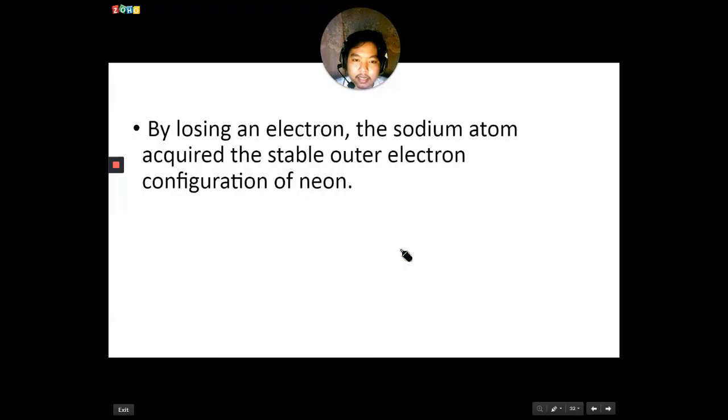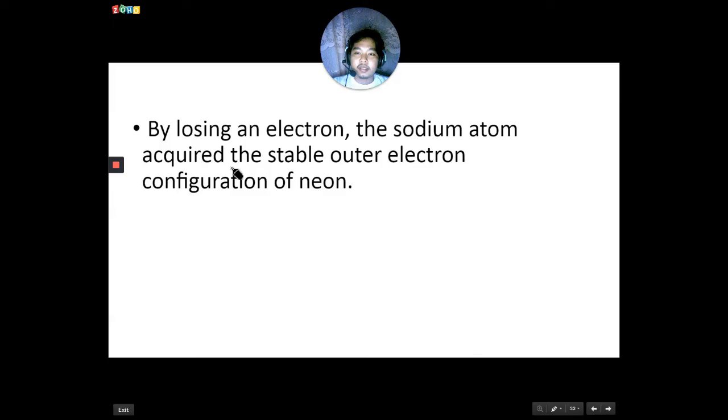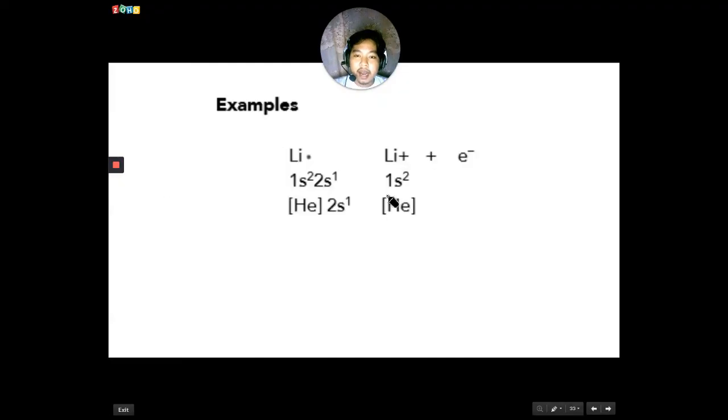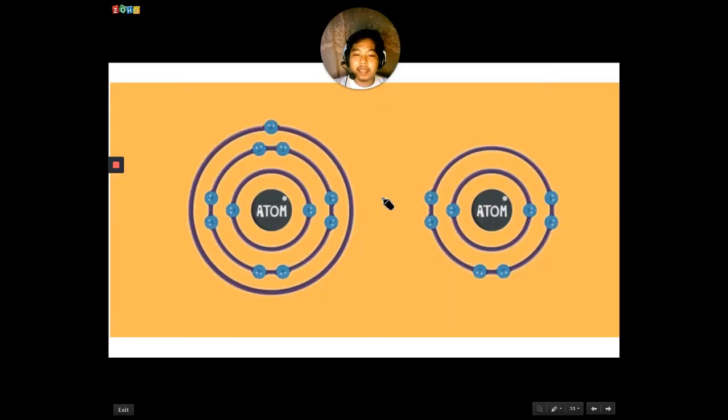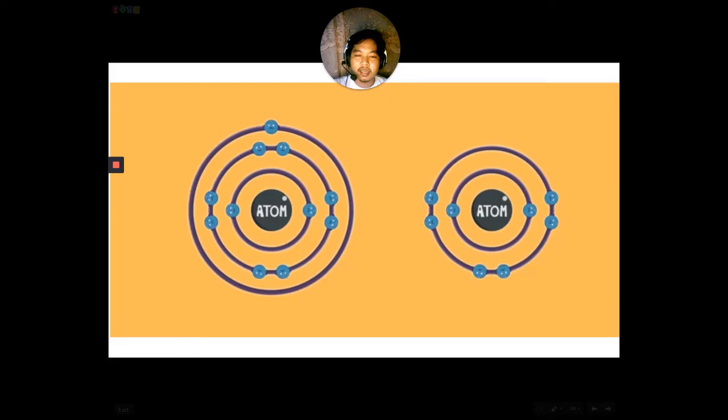Okay. Let's go straight on. So, say for instance, sodium, as an example. My desktop is lagging, my bad. So, it acquired the stable outer electron configuration of neon by releasing one of its electrons. So, this. Okay, going back and forth. It's lagging. It's doing its own thing now.